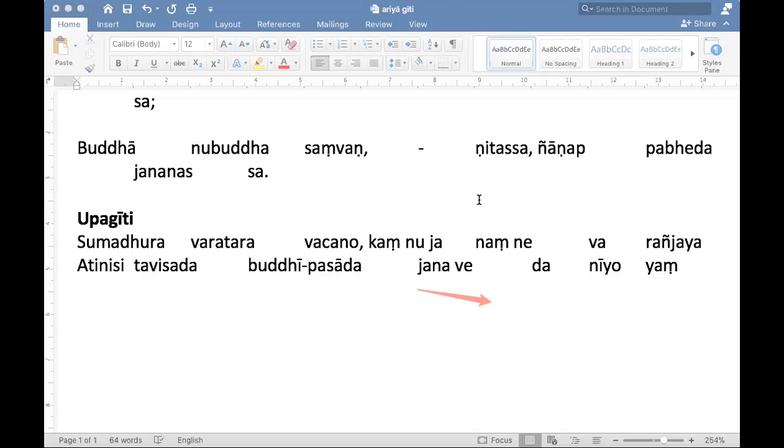Atti tikhina buddhi. Yes. Here it's mentioned as Atti nisita visada buddhi. Atti nisita visada. Can you please recite the second half of the verse as mentioned in the book? Yes. Atti nisita, right? Okay. Yes.